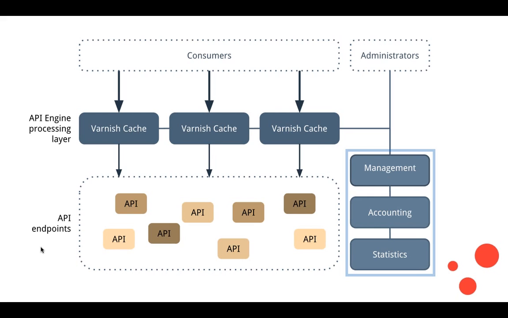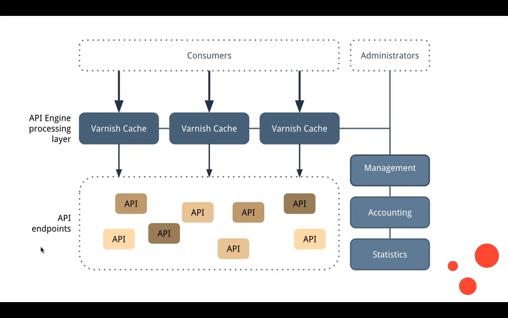The management service holds all our API configuration, endpoint configuration, and API rules to access the APIs. The accounting service is used to count requests used for throttling. And we have the statistics service, which is used for real-time statistics, such as error rates and response times and stuff like that.